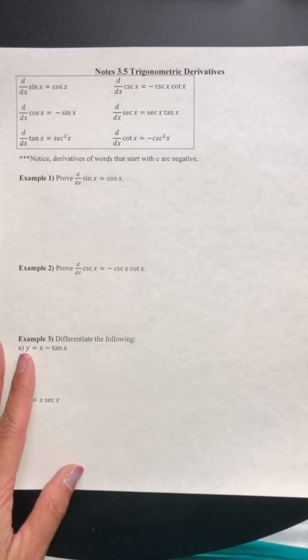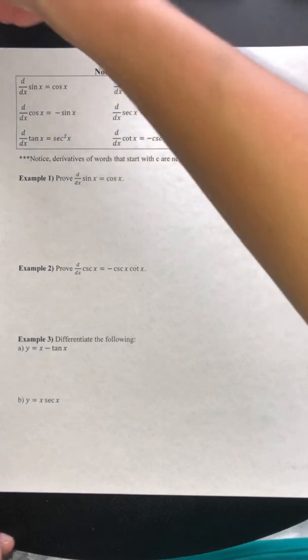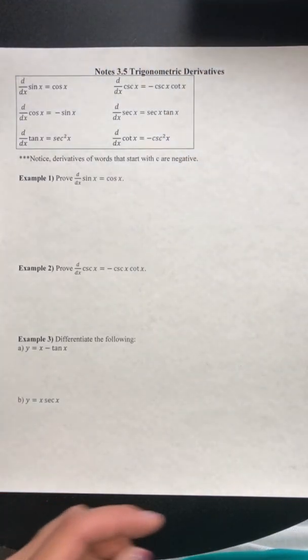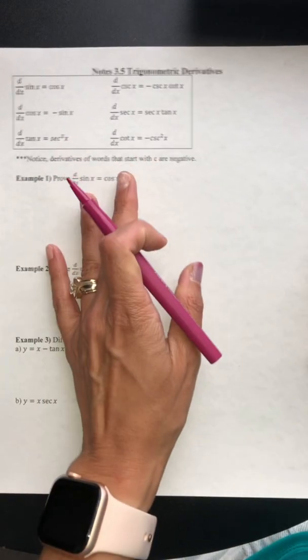Hey guys, all right, so we're on to 3.5. These are the trigonometric derivatives. So we're going to have to dig up our memories of our trig identities and stuff like that. So let's go over that real quick.